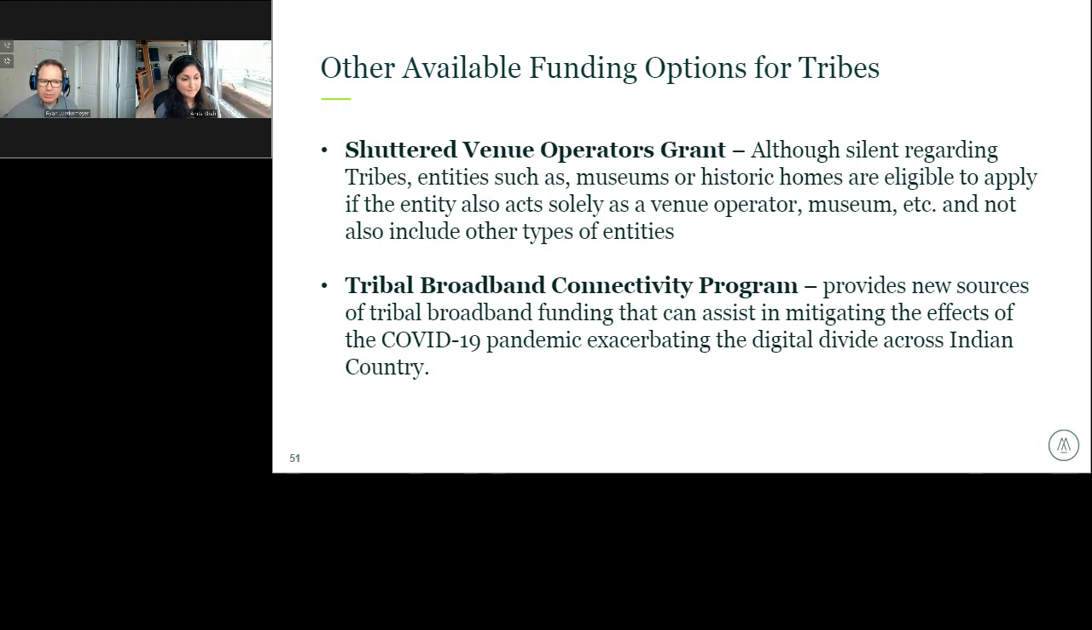And then also the Tribal Broadband Connectivity Program. This particular program provides $1 billion specifically to tribes and their related entities. It's essentially providing a way of accessing tribal broadband to address the digital divide across Indian country, which I think is a phenomenal grant opportunity.